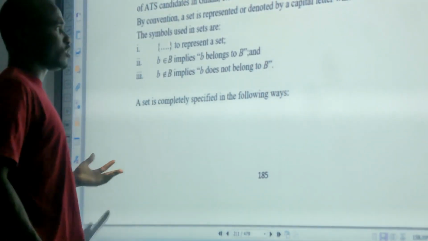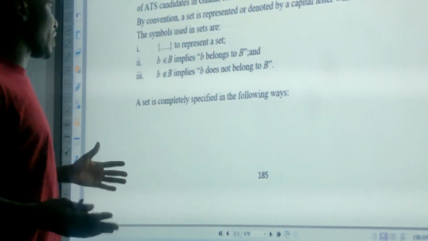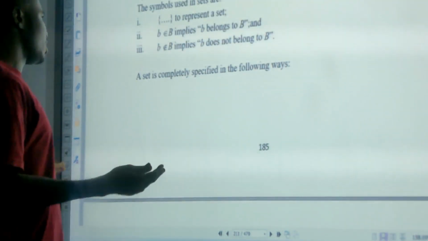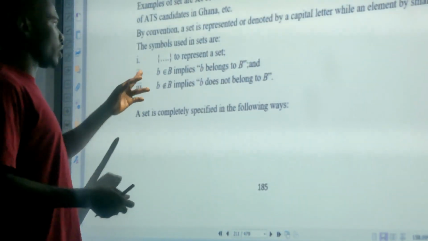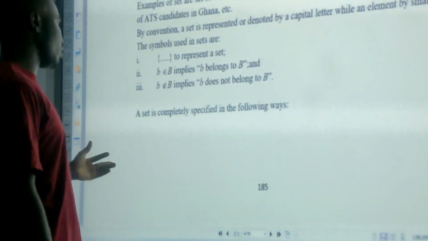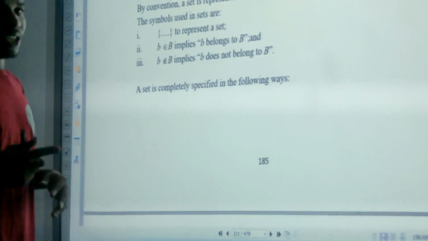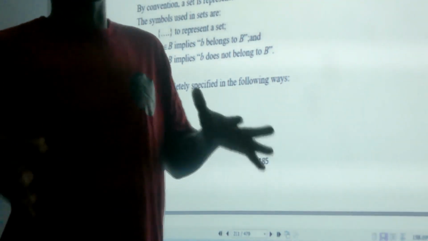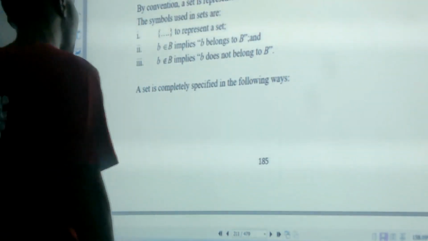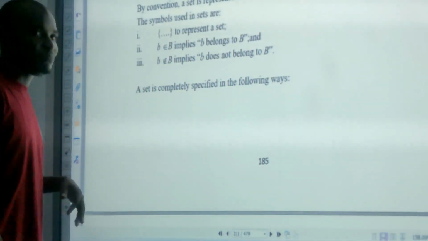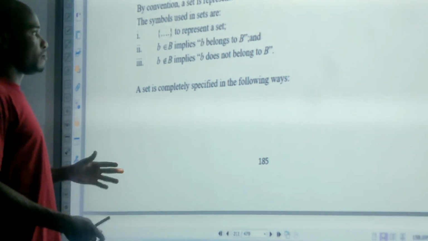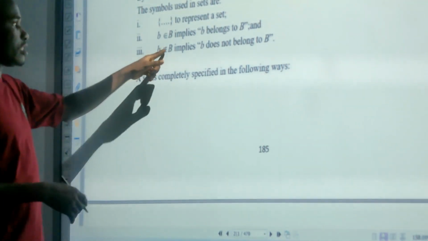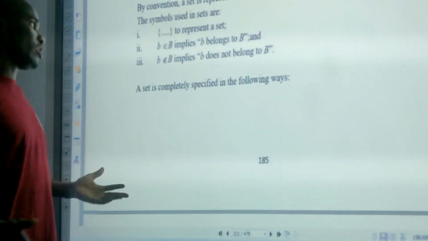A set is denoted by a capital letter, while an element is denoted by a small letter. The symbols used in sets are used to represent them. Sets are represented by capital letters, but elements are represented by small letters. So we are saying b is an element of set B. So b belongs to set B. The negated symbol tells you that b is not an element of B.